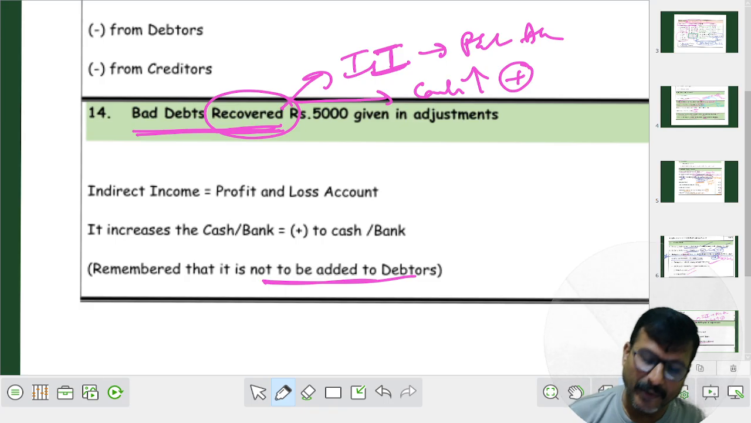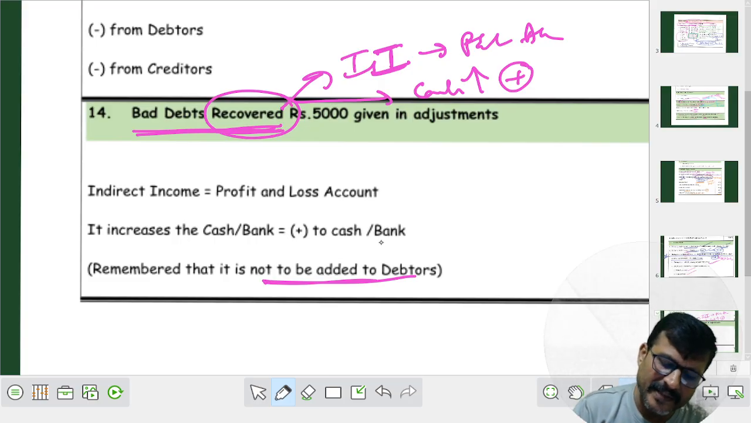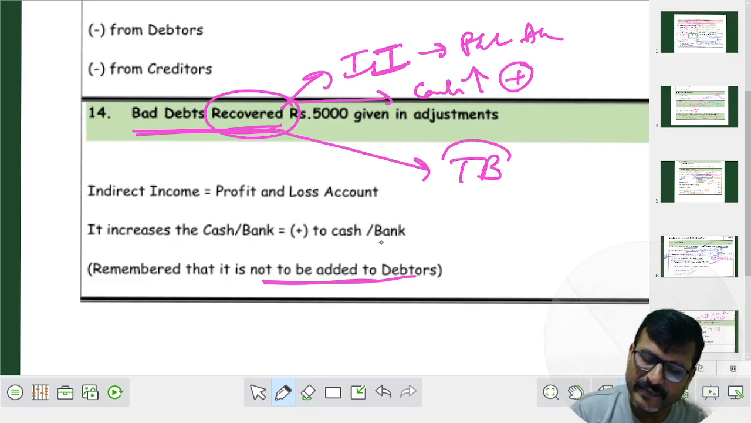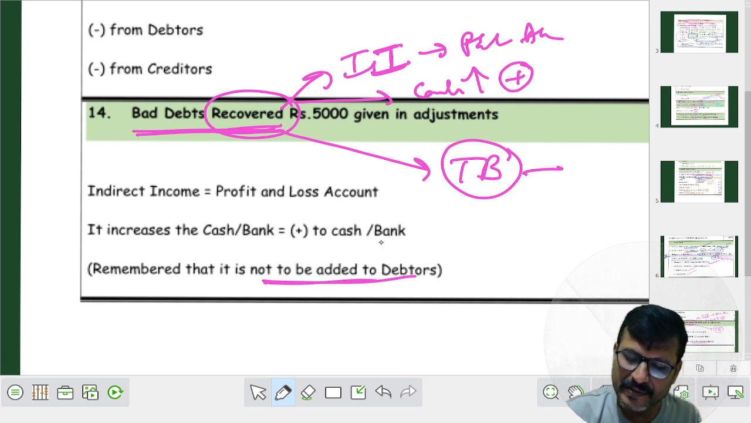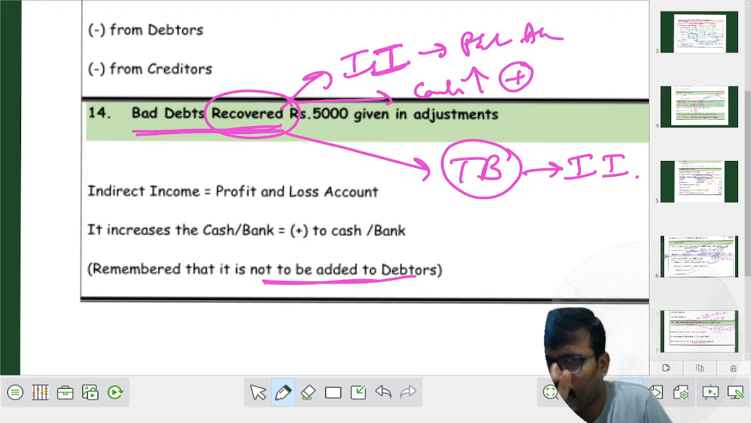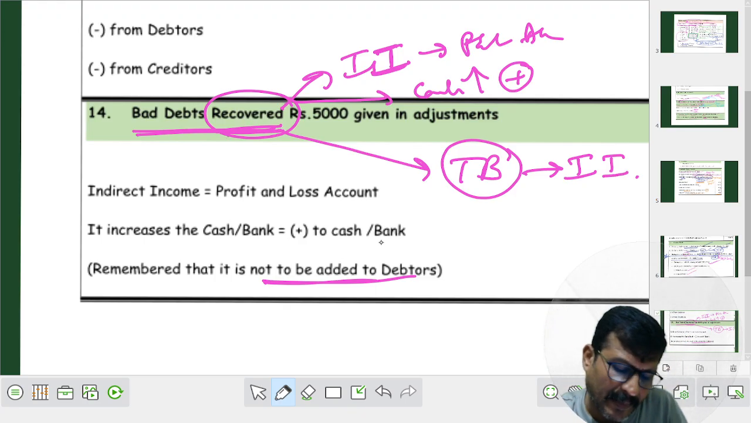You make one more point. If the bad debts recovered is given in trial balance, where? Trial balance. Only one answer, indirect income. Only one answer. If it appears in adjustment only, we have to make the two entries.